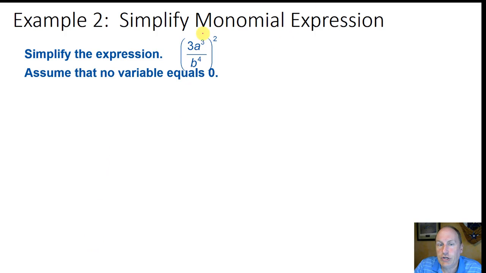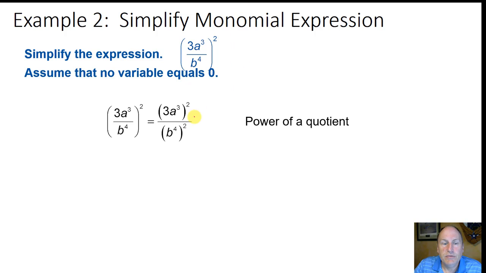We're taking the expression 3a to the third divided by b to the fourth, all raised to the second power. So again, we're going to write that expression and then deal with each part one at a time. So using the power of a quotient, this entire portion in parentheses is raised to the second power. So that's the same as the numerator, 3a to the third, being raised to the second power, and the denominator, b to the fourth, being raised to the second power.